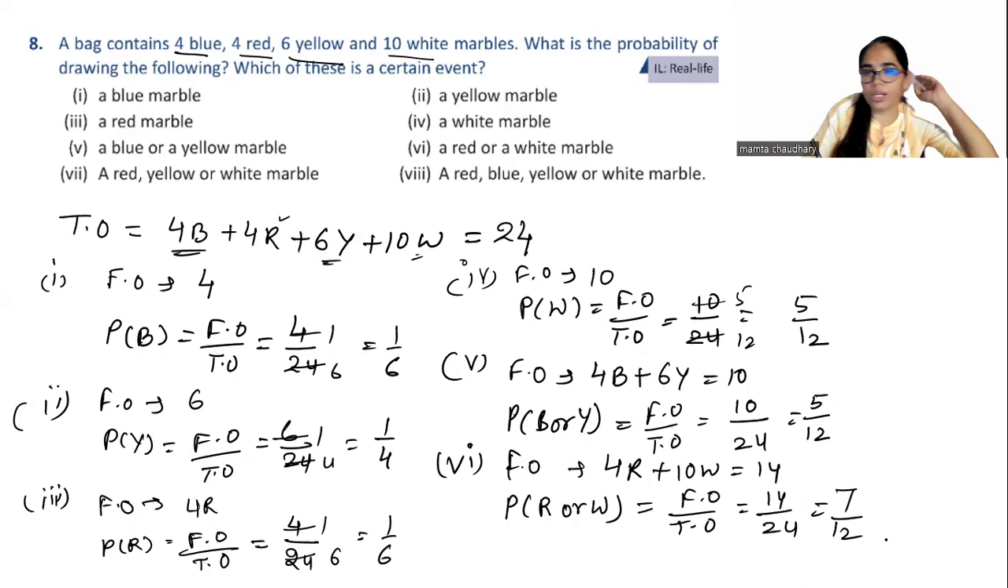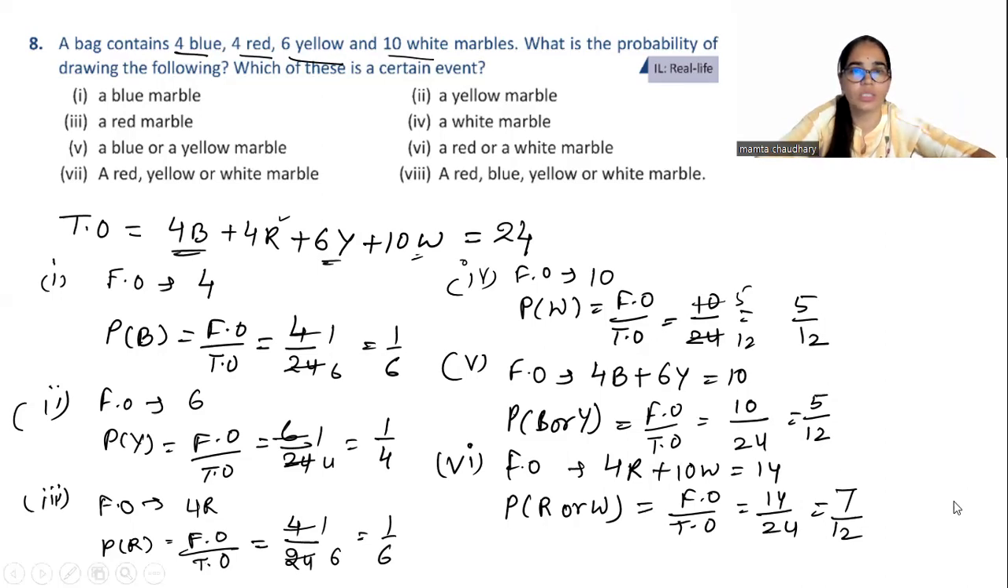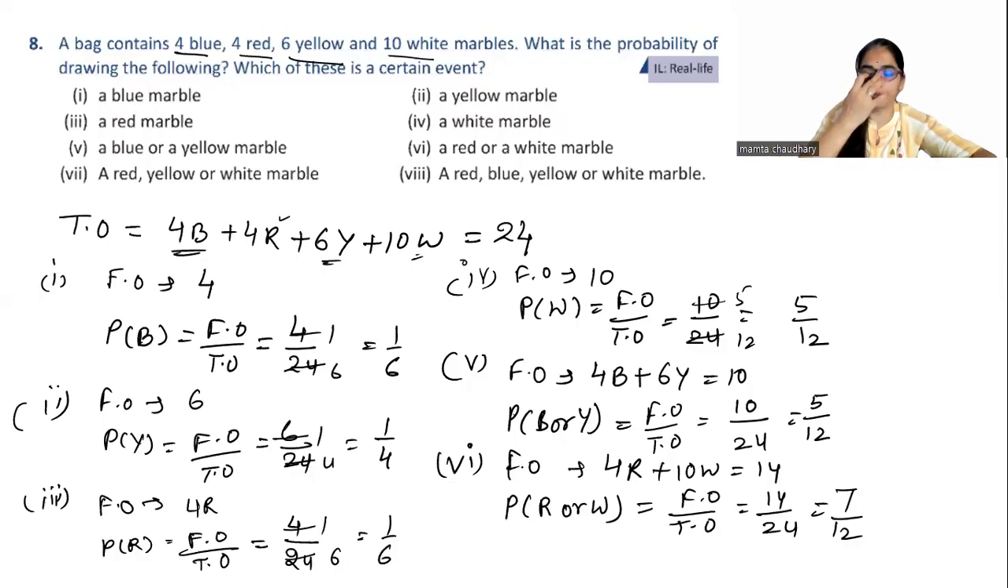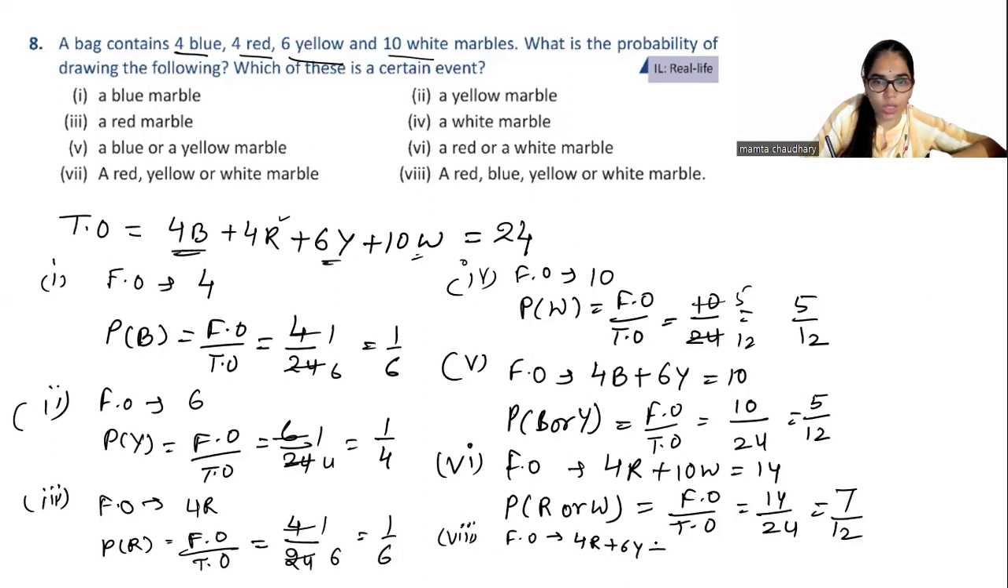Now for the seventh bit, a red, yellow or white marble. Here I'm solving this seventh question. Favorable outcomes: red, how many red? 4 red, 6 yellow, and 10 white. So total 20. Right? So what will be the probability? Favorable 20 upon total 24, which can be further simplified with 4. 4 5s are 20, 4 6s are 24. So 5 by 6.